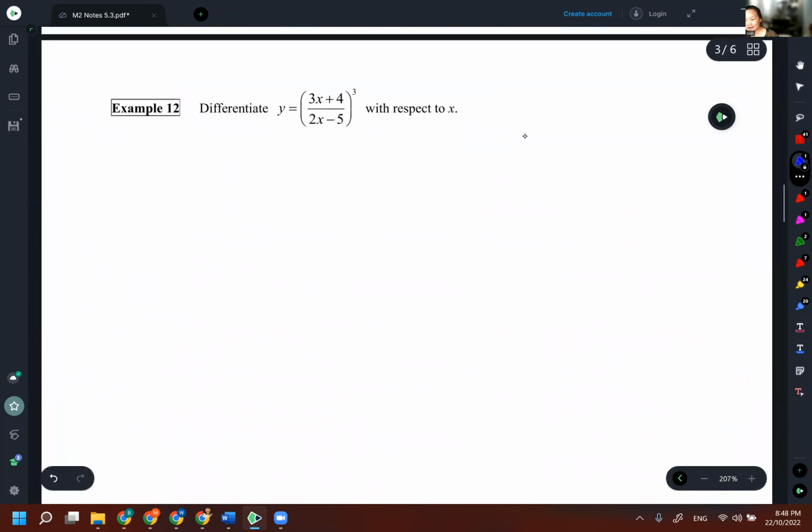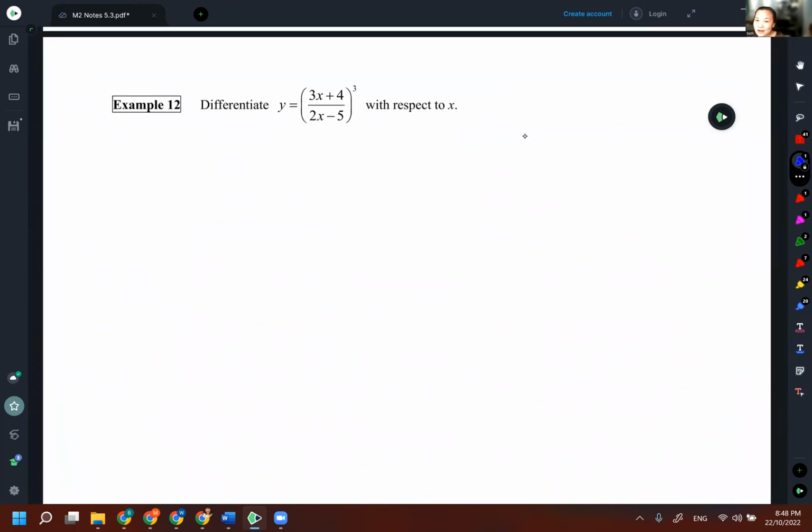Next page. Now, starting from example 12, I'm going to speed up. By speeding up, what do I mean? I don't show you the u part, and I just know what's u in my head, and this takes practice. You listen to me. Now, I know in my mind y is u cubed, u is this fraction. Okay, I know that.